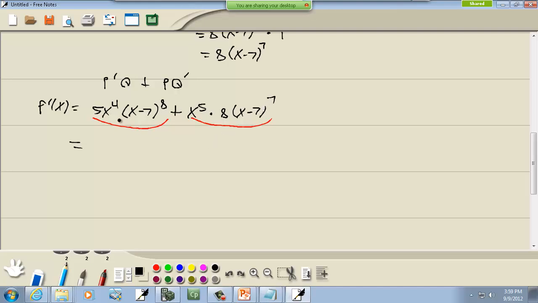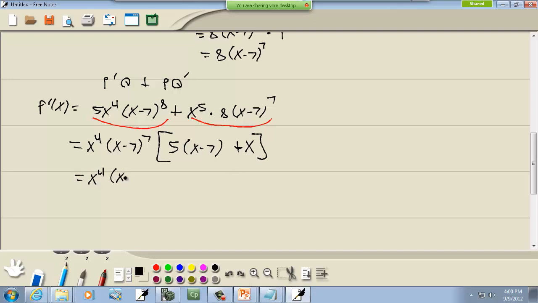Well, if I look at the first group and second group, they both have an x to the 4th. And this one has x minus 7, 8 of them. And this has x minus 7, 7 of them. So I can factor out 7 of them, like that. Okay, my first group here, I'm left with a 5. That x to the 4th is gone. I had 8 of these (x minus 7)s, and I took 7 of them away, so that leaves me a single (x minus 7). Now over here, I had 5 x's. I took 4 away, so that leaves me a single x, so plus x. And I had 7 of these (x minus 7)s, and I took all 7 of those out.